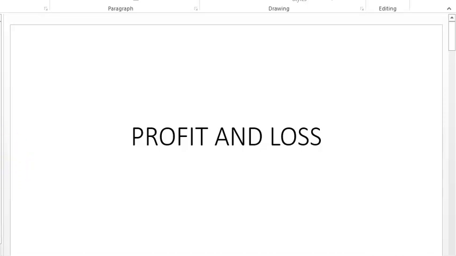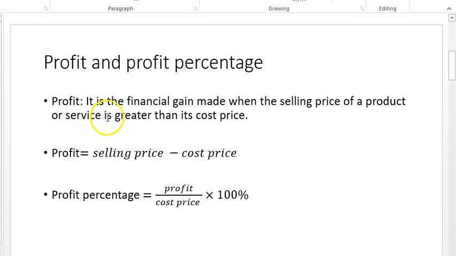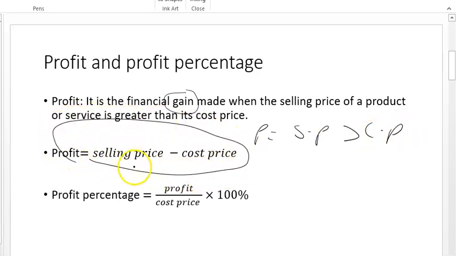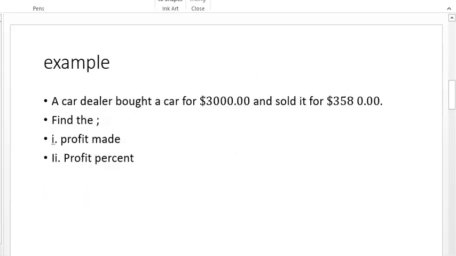Profit and loss. What is profit? Profit is a financial gain. The word is gain. So you made something from the business. It is made when the selling price of a product is greater than the cost price. This is the relation: profit equals selling price minus cost price. Then to find the profit percent, it is the profit you made over the cost price times 100%. This is how you find the profit percent.